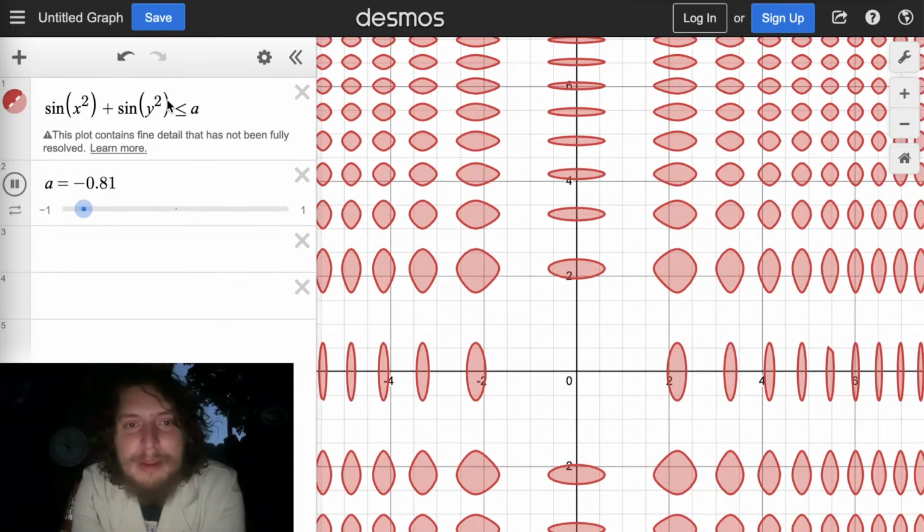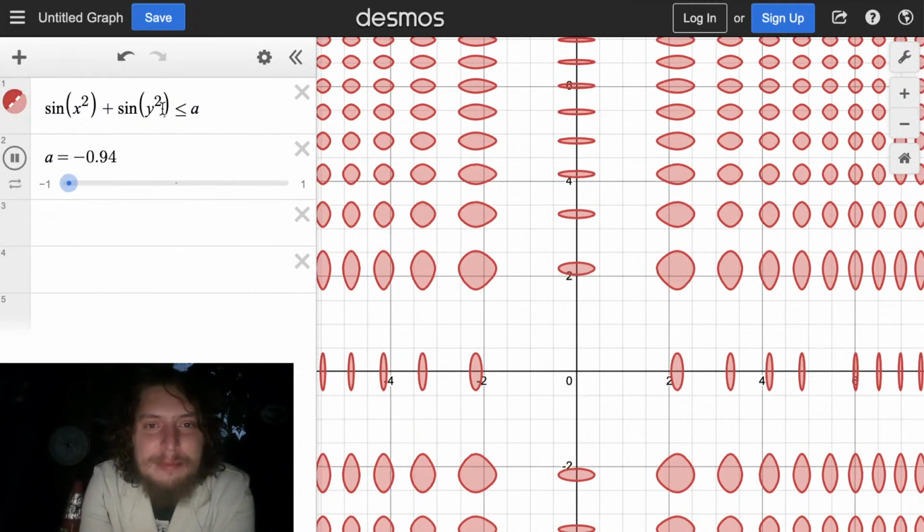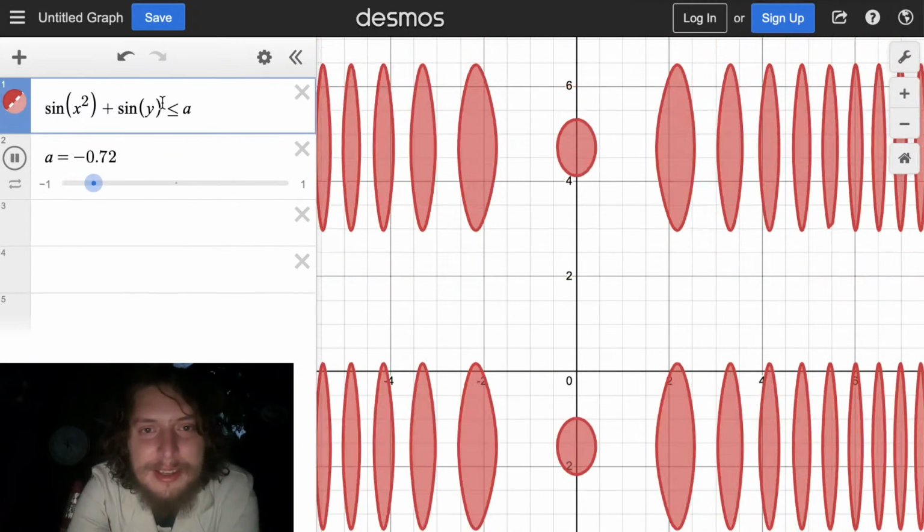Let's change our equation while we still got a tiny bit of time. We're going to put the squareds on the outside this time.